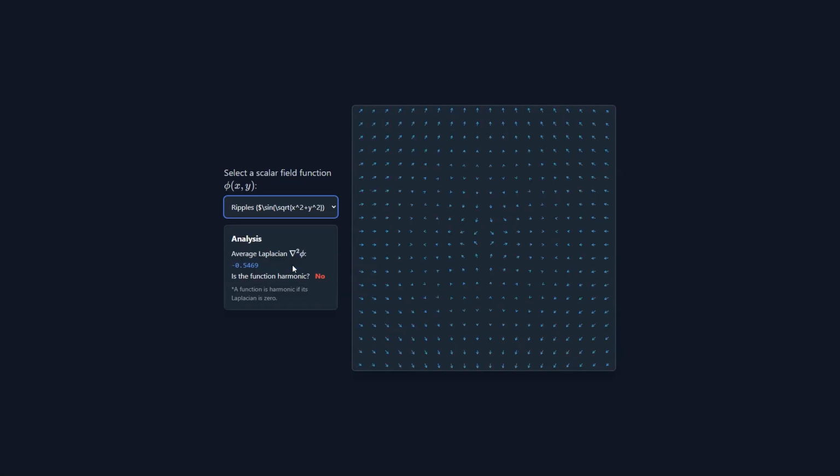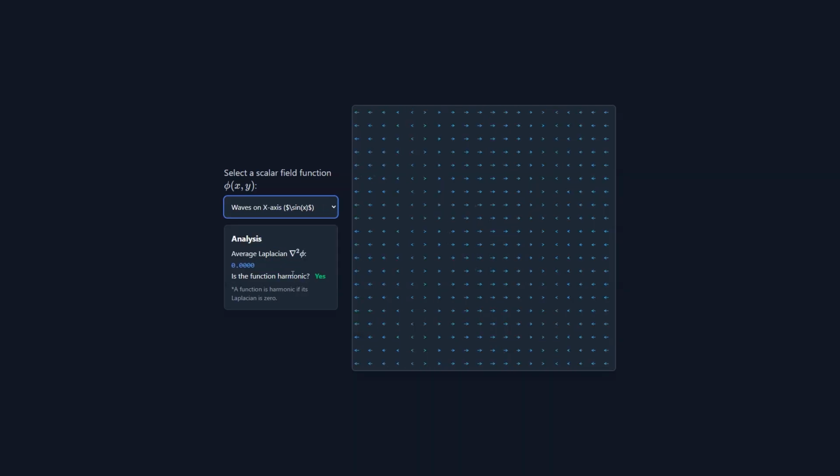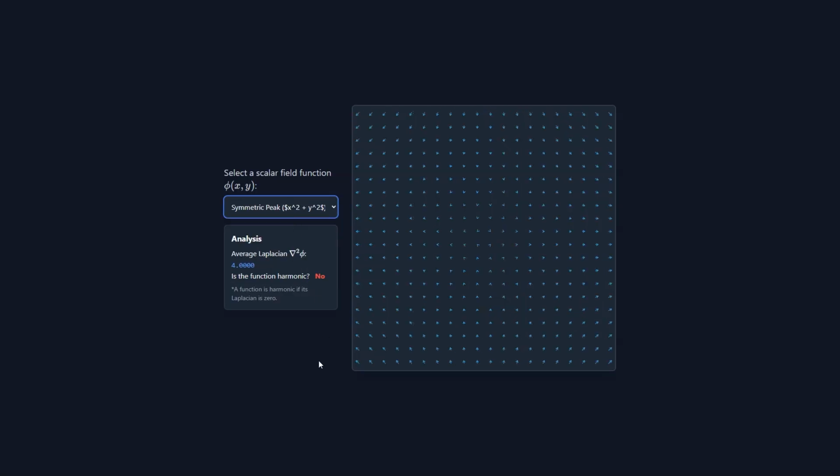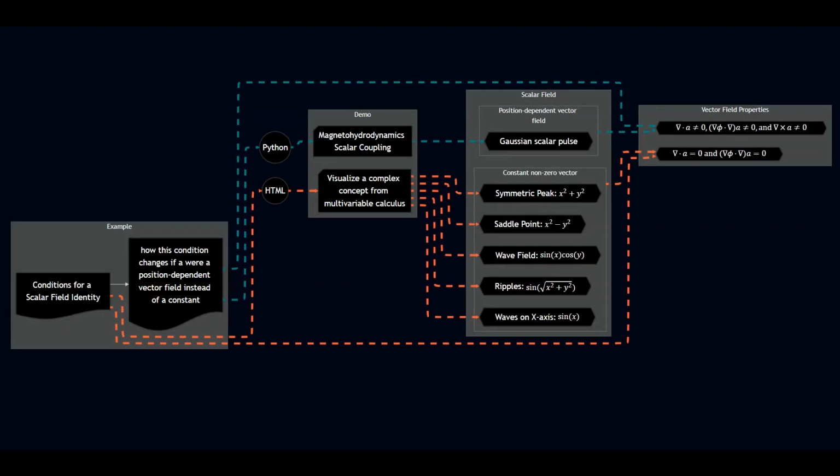It ensures that the spatial changes in the flow's direction and the spatial changes in the landscape's height are in perfect sync. By visualizing these interactions, we can see that the local geometry of a field and its global transport behavior are inseparable.